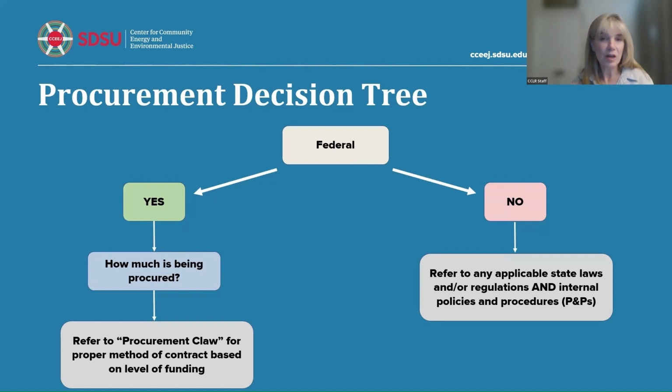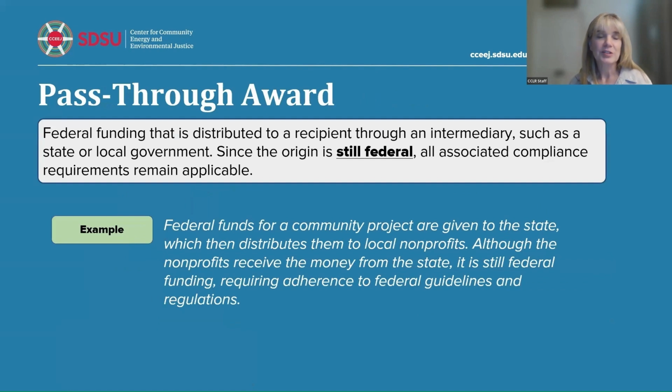So another thing to consider is, where did the money come from? If you're not the one that actually applied for the grant or is the grantee, there is what's called a pass-through award, right? Federal funding that is distributed to a recipient through an intermediary, such as a state or local government. Even though it's passed through to you, it's still federal awards, and you still have to abide by federal regulations and requirements.